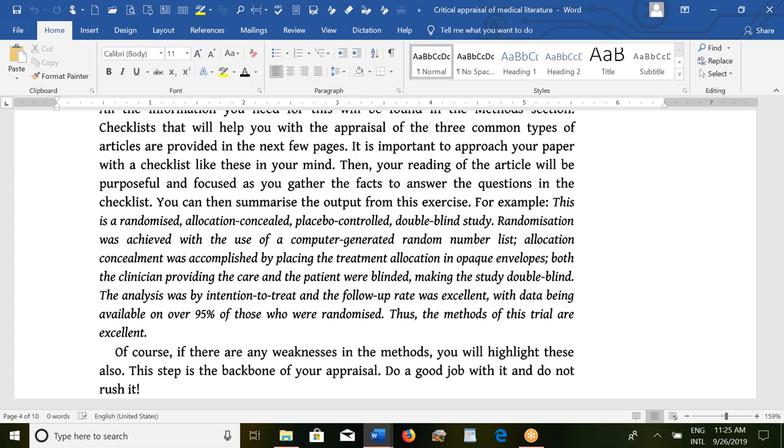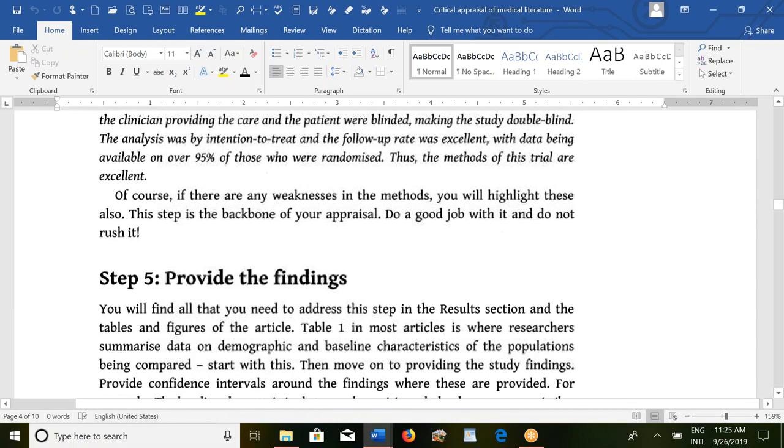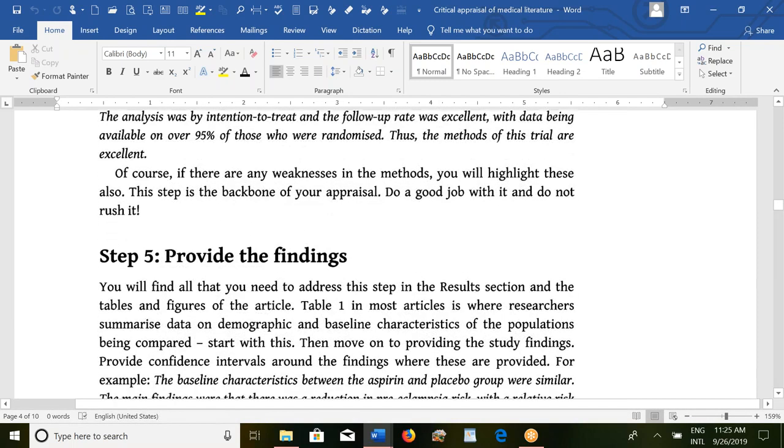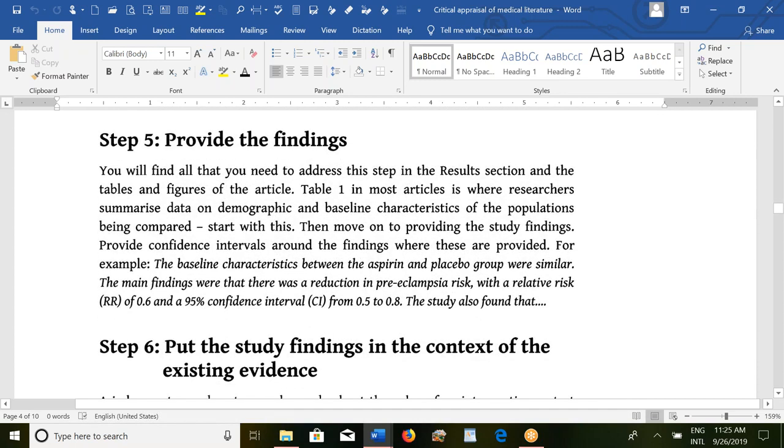Thus, the methods of this trial are excellent. Of course, if there are any weaknesses in the method, you will highlight these also, and this step is the backbone of your appraisal. So you need to do a good job and don't rush, okay? You will focus on the method.